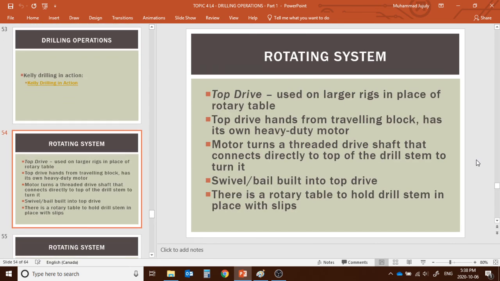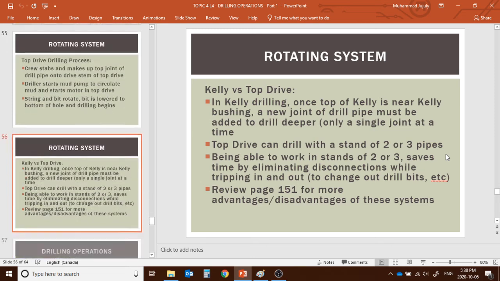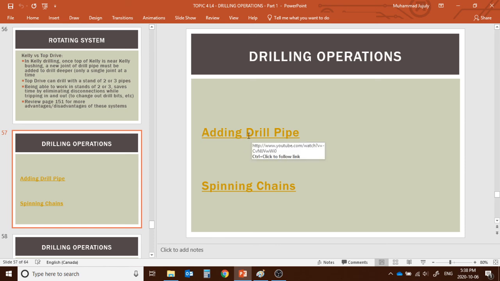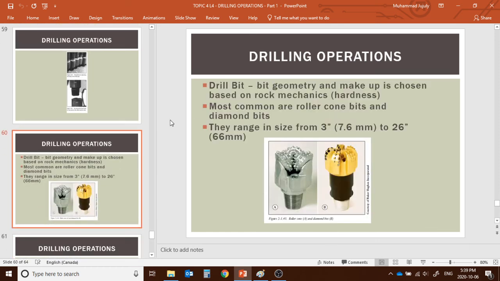Okay, in the rotary system, we have the top drives, which have motors that turn the threaded shaft, and we have the swivel and the rotary table to hold the drill stem. In the top drive drilling process, the screw stabs and makes up the joint of drill pipe into the drive stem, or the top drive. Just go through these slides. You can have a better understanding if you watch these videos, which explain how these drill pipes work.